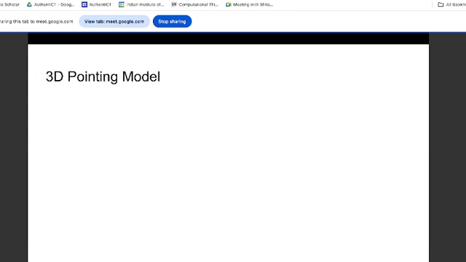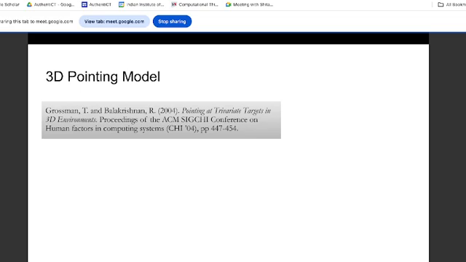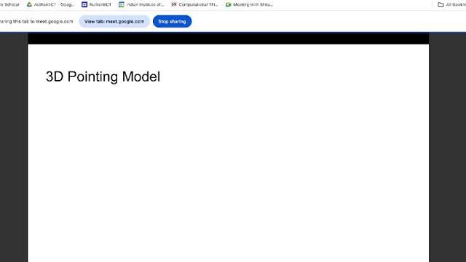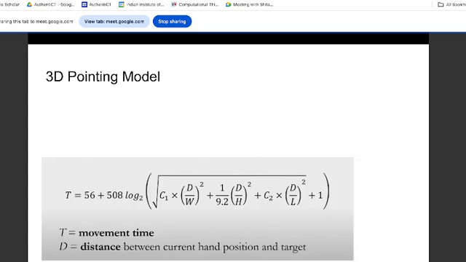Similarly, in terms of the 3D pointing model, this is another addition to the previous model. Initially we have seen this much. Now we have another constant and another letter of length, another dimension to consider. T is the movement time, as I told before. D is the distance between the current hand position and the target. L is the length of the target, along with the height and the width of the target.